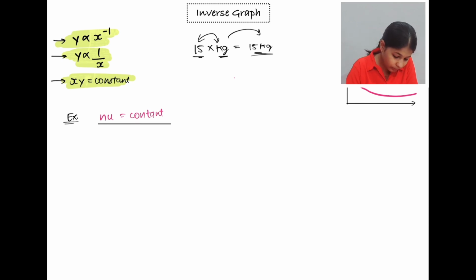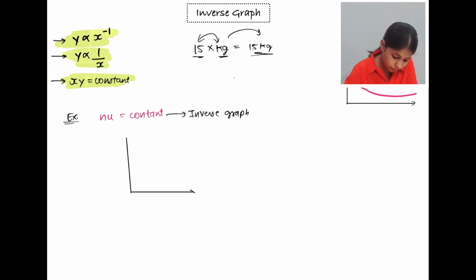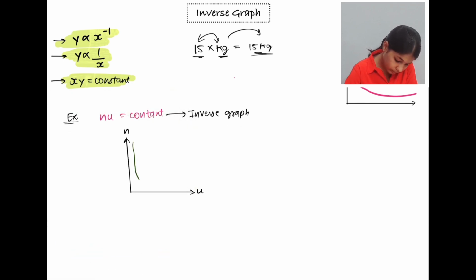Okay, so can I say that it will also form an inverse graph? Yes. Because here you can see the criteria: x into y is equal to constant. So if I ask in the question that you have to plot a graph between magnitude and unit, what type of graph will I draw? Yeah, I will plot like this.